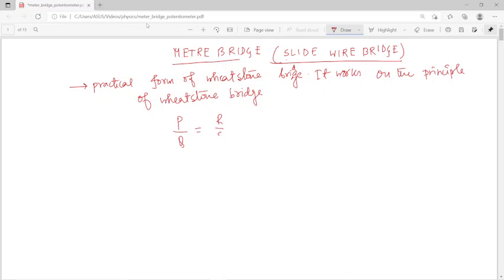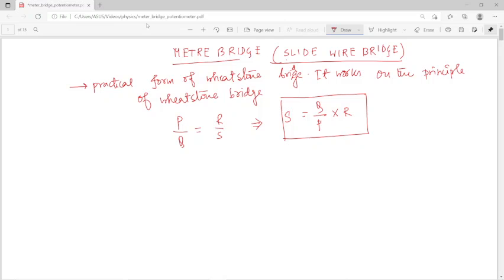So in that particular case, we know the balanced Wheatstone bridge is P by Q equals R by S, and from that, if S is the unknown resistance, we can find its value by using the balanced Wheatstone bridge formula. So the meter bridge is nothing but a practical form of Wheatstone bridge.